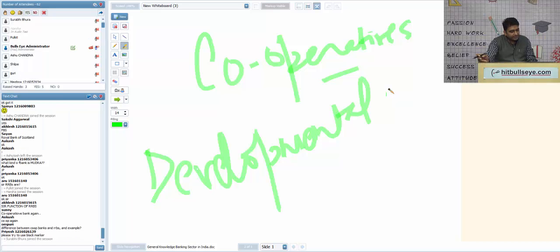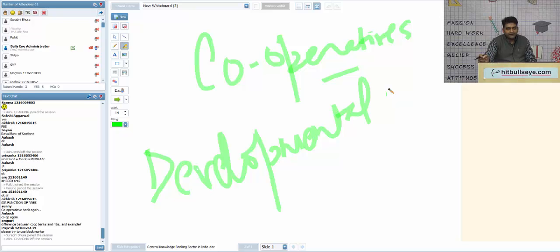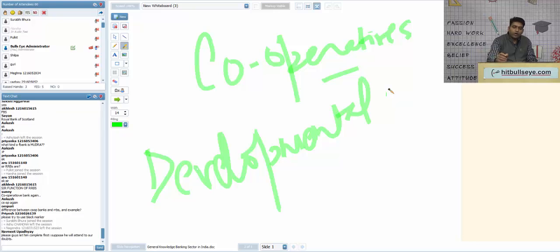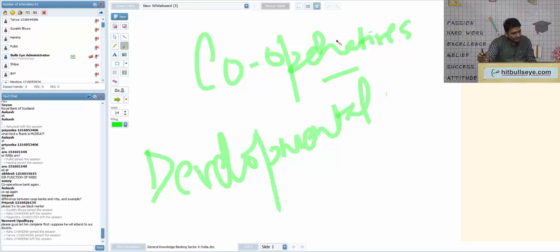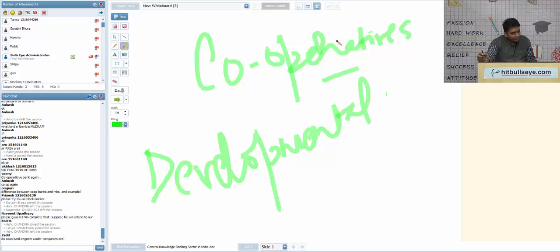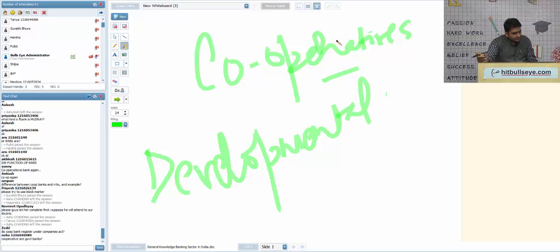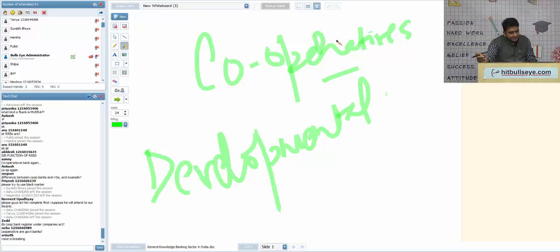Cooperative banks and RRBs. Cooperative banks will work only within a state. An important part is that they are formed by registration within the state. RRB licenses are given by RBI. You are right, Navneet. We can come to the questions later also. Yes, cooperatives are also government banks.